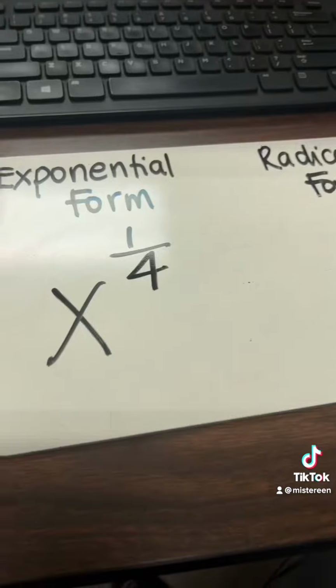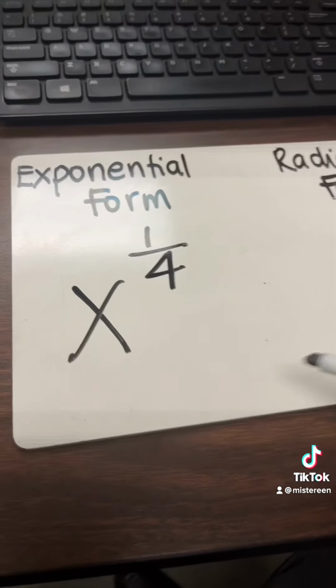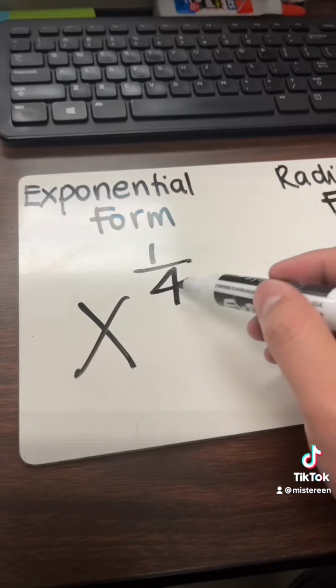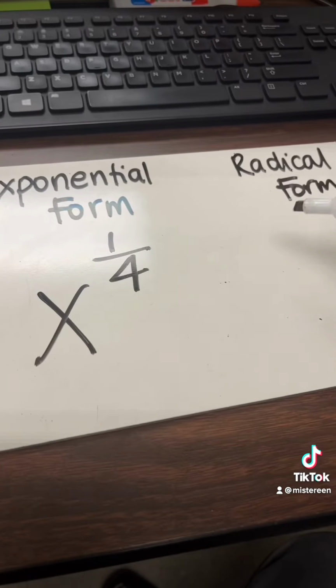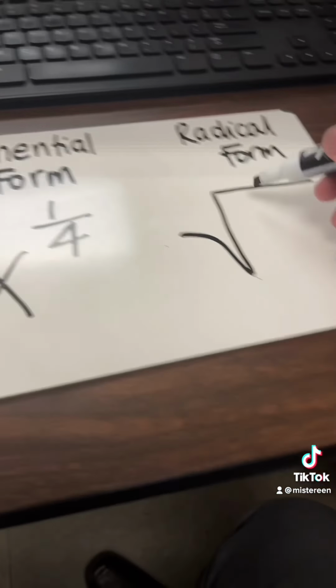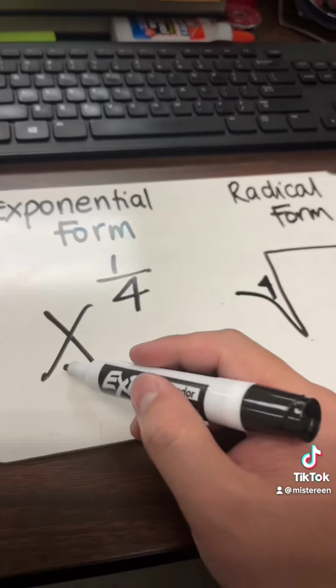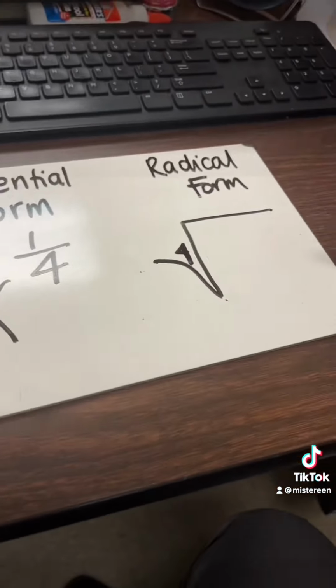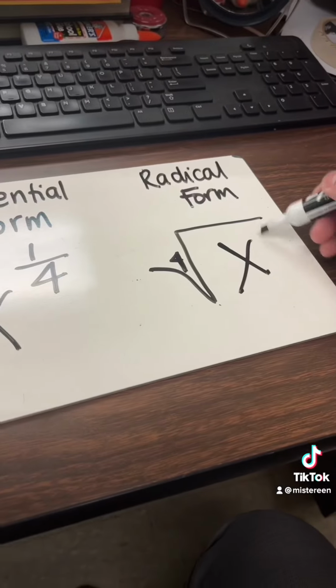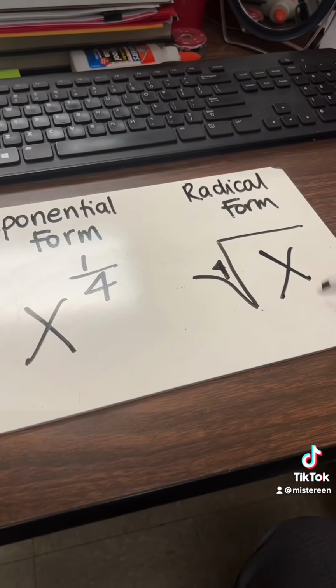And for our final example, we have x raised to 1/4, exponential form, to convert to radical form. Look at the number at the bottom, we have 4. That means I'm going to use the fourth root. It's just the square root symbol with a 4 right here. And what's inside is your variable and the number at the top, which is x raised to 1, or simply x, because we know that there's an invisible 1 right here. So that's the radical form.